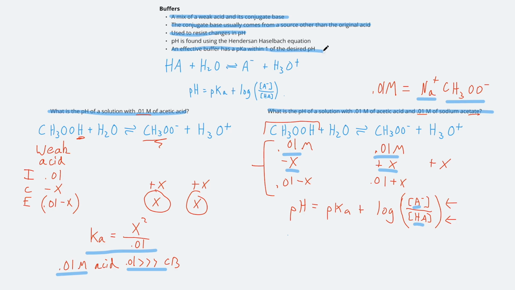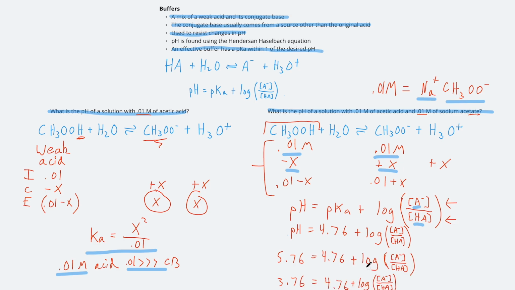Let's look at the example we were just working on to see why the pKa needs to be within 1 of the pH. So for acetic acid, the pKa is 4.76. So acetic acid would only be an effective buffer for solutions with a pH between 5.76 and 3.76. What that means is that the log term in the Henderson-Hasselbalch equation can equal -1 or +1, and we would still have an effective buffer.